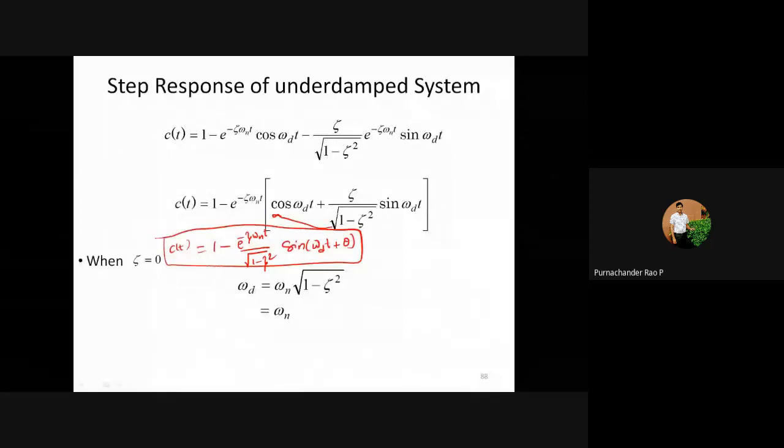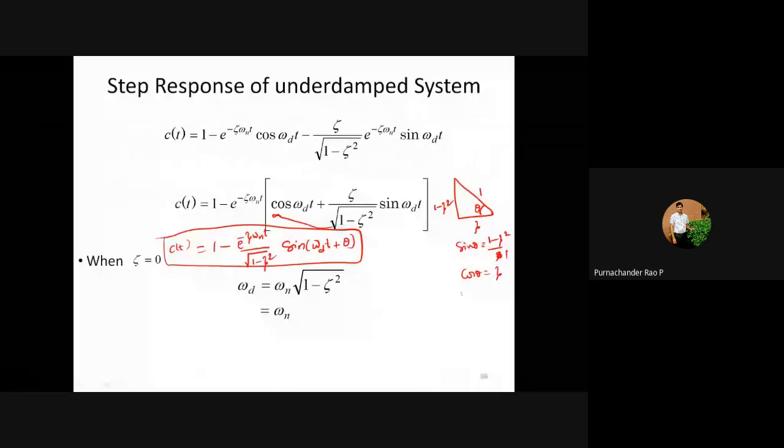Okay, so normally this value we are taking as zeta and 1 minus zeta square. So this is going to be 1 and this is theta. So with this, sine theta is equal to root of 1 minus zeta square by 1, and cos theta is equal to zeta by 1. So this is equal to zeta, and tan theta is equal to root of 1 minus zeta square by zeta.